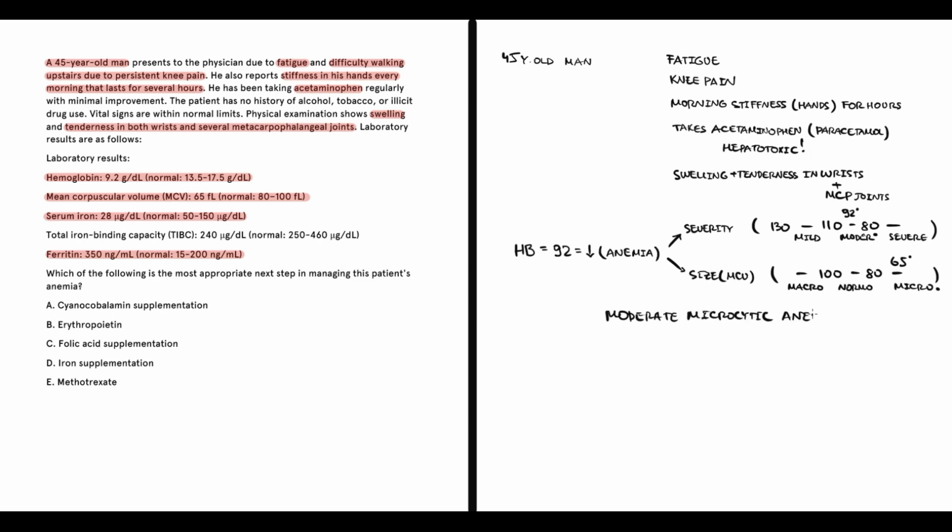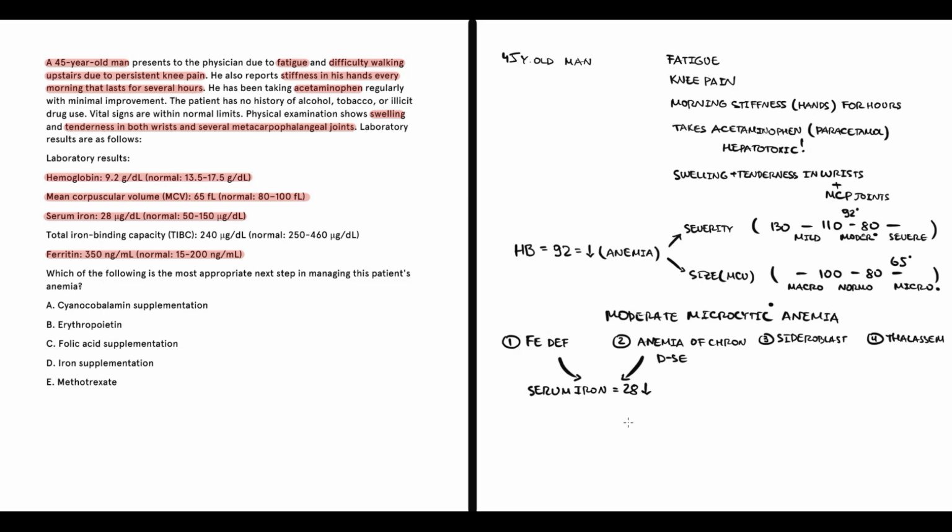Once we see microcytic anemia, there are four anemias that come to mind. It's iron deficiency anemia, anemia of chronic disease, sideroblastic anemia, and thalassemia. What we also know is that he has low serum iron, and there are two most common microcytic anemias with low serum iron. It's iron deficiency and anemia of chronic disease.